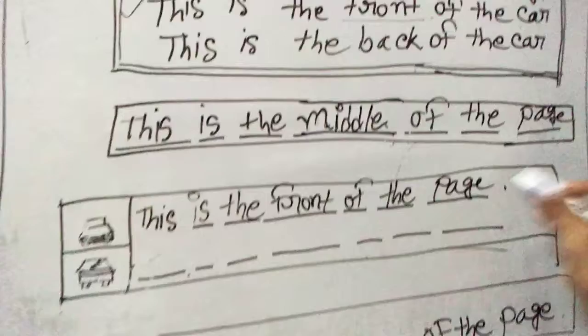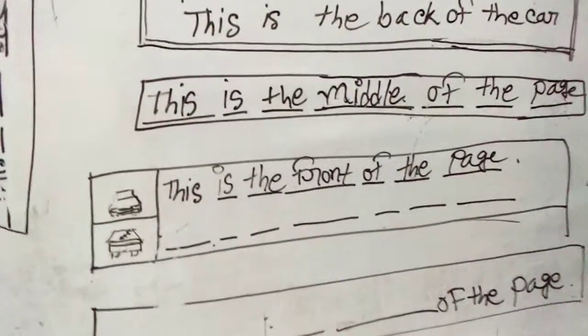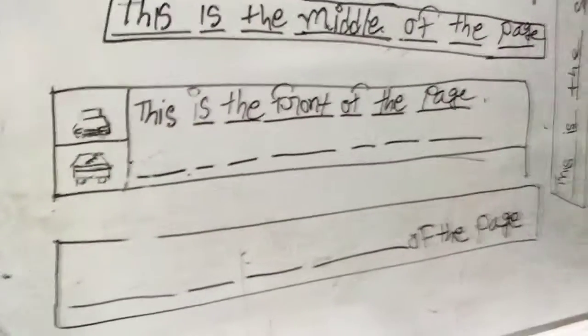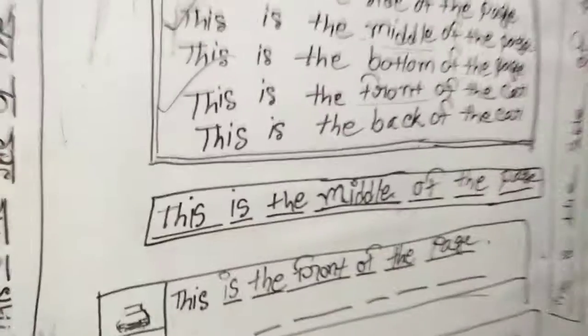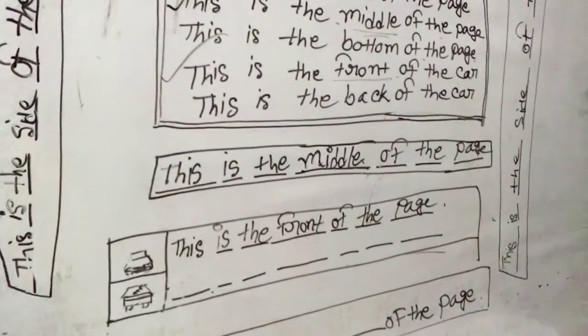Okay, now see in the next box, here again it's a picture of a car, but it's not the front side of the car.